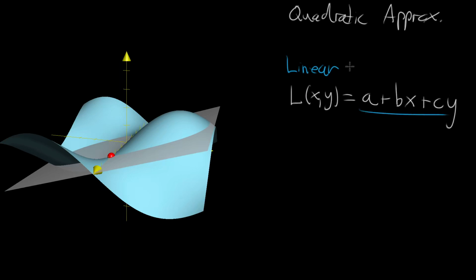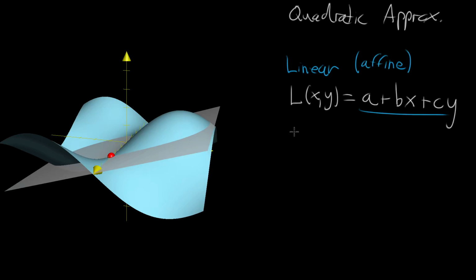And technically this isn't linear. If one was going to be really pedantic, they would say that that's actually affine, because strictly speaking, linear functions shouldn't have this constant term. It should be purely x's and y's. But in the context of approximations, people usually would call this the linear term.